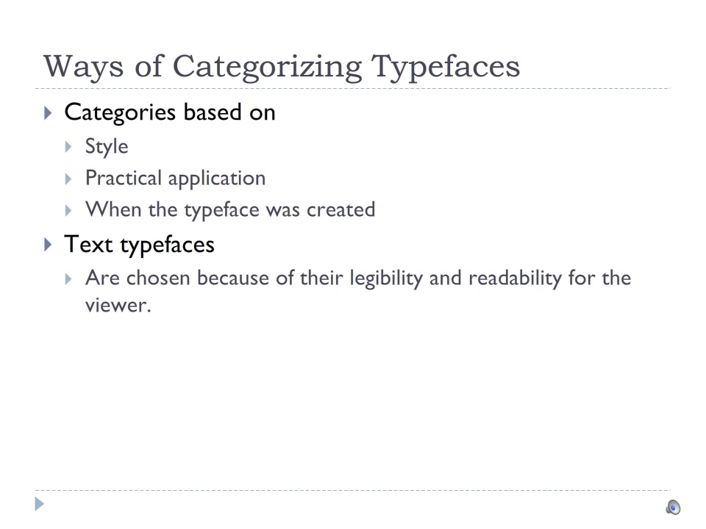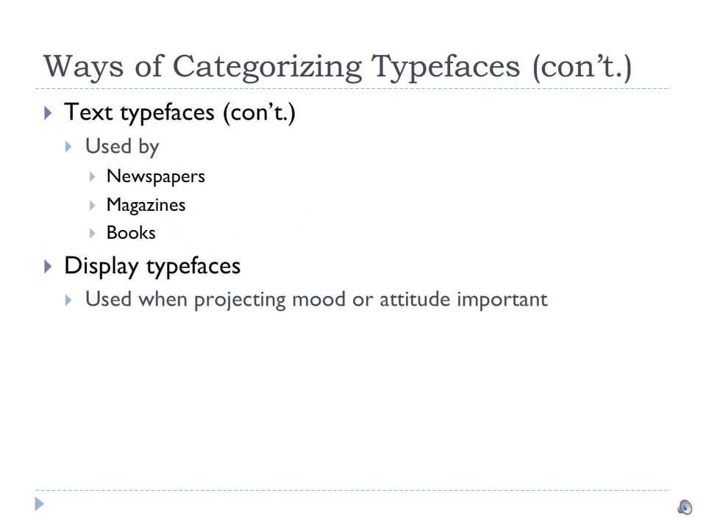In addition to the various rules of choosing a typeface, it is also important to know the different ways of categorizing typefaces. The categories are based on style, practical application, and when the typeface was used. Text typefaces are chosen because of their legibility and readability for the viewer. Text typefaces used by newspapers, magazines, and in books are almost always serif typefaces. However, simplistic sans serif typefaces are gaining popularity.